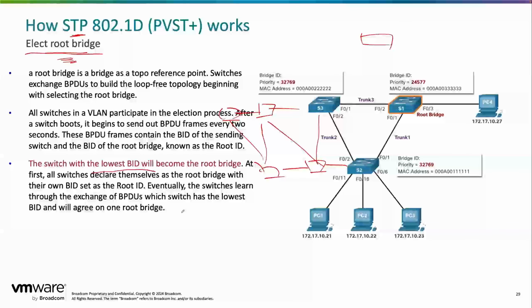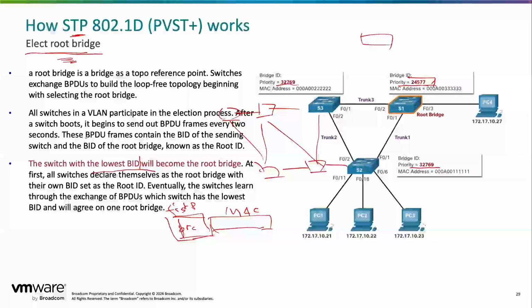For example, here, the bridge ID has two parts. It has a priority and also a MAC address. So here is the priority. When we compare the priority, the lowest one is the winner. The priority part is the first part, and the MAC part is the second part. So when you see that one of the switches has the lowest priority, that will be the root bridge for this network. So here, S1 is the root bridge.